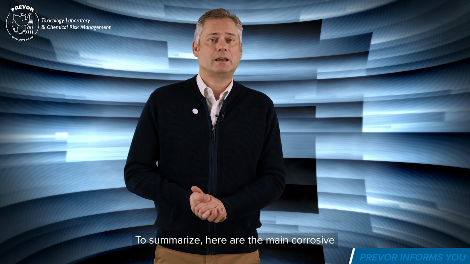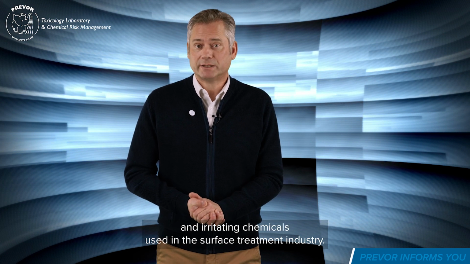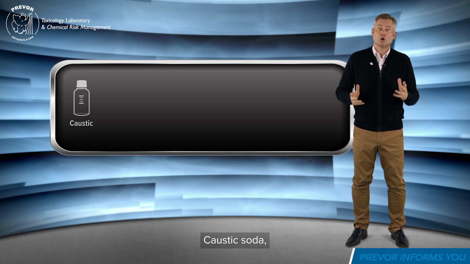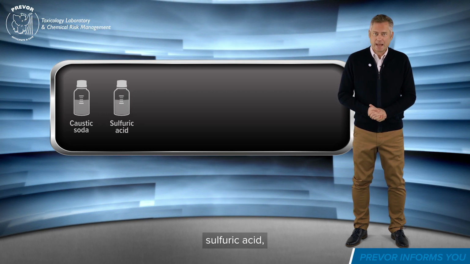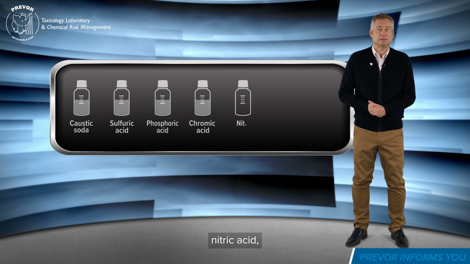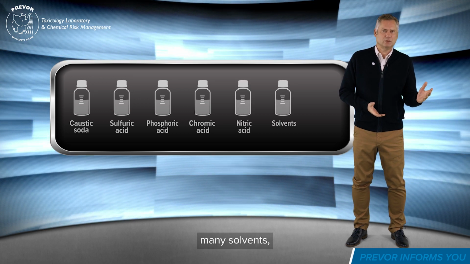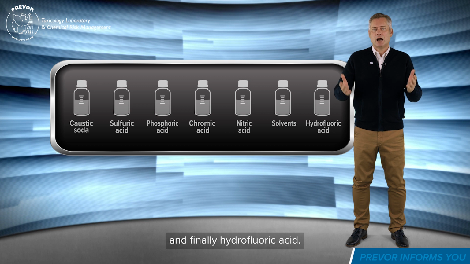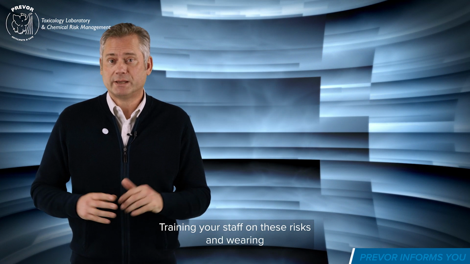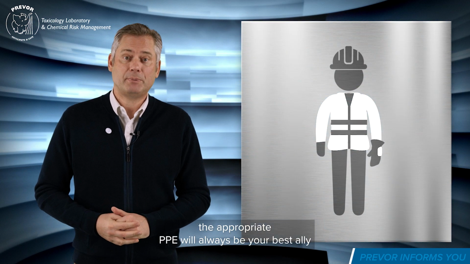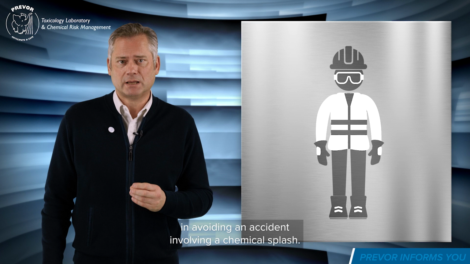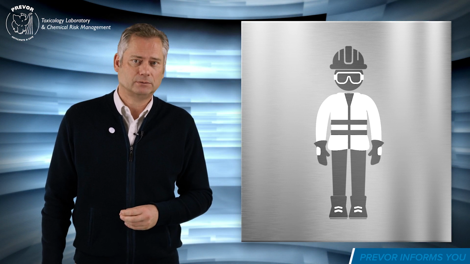To summarize, here are the main corrosive and irritating chemicals used in the surface treatment industry: caustic soda, sulfuric acid, phosphoric acid, chromic acid, nitric acid, many solvents, and finally hydrofluoric acid. Training your staff on these risks and wearing the appropriate PPE will always be your best ally in avoiding an accident involving a chemical splash.